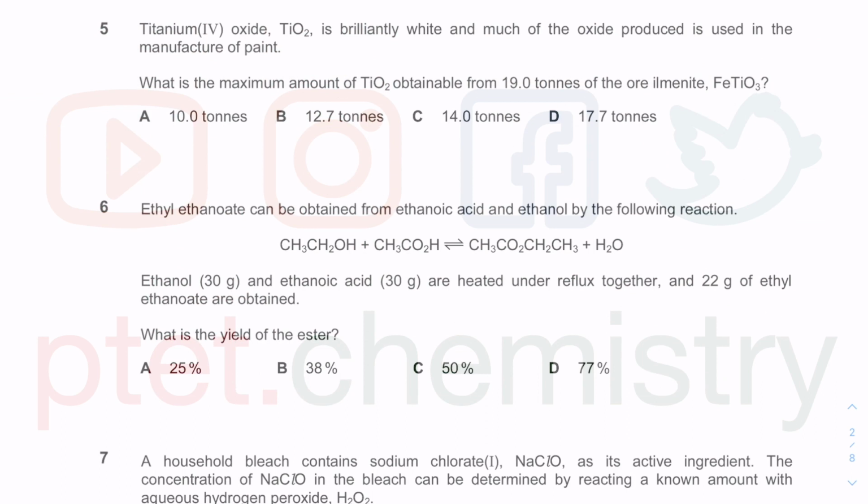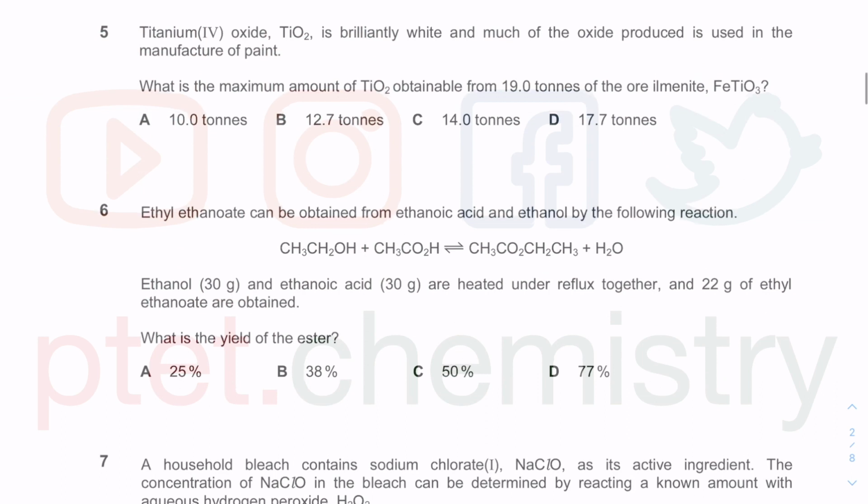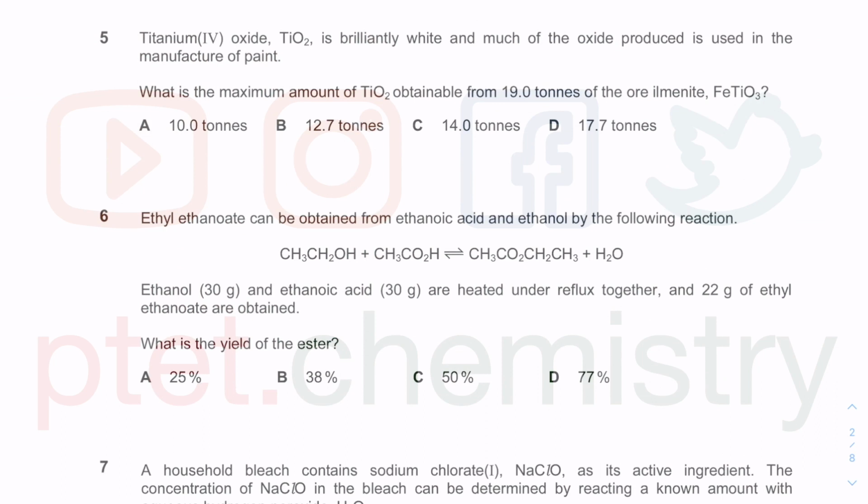Question 5. So this is about, what do we have here? Titanium oxide, from FeTiO3. So I should probably write a balanced equation. FeTiO3 will give me TiO2. The remaining thing is FeO, because they didn't tell me what the other product is, but 1 Fe and 2 oxygen is taken from there, so I still have 1 oxygen.